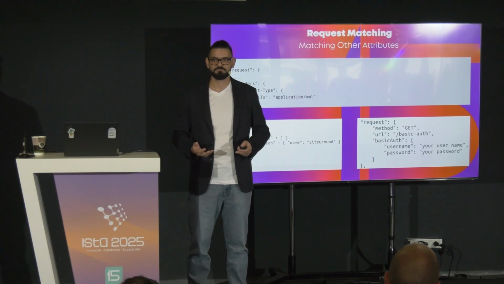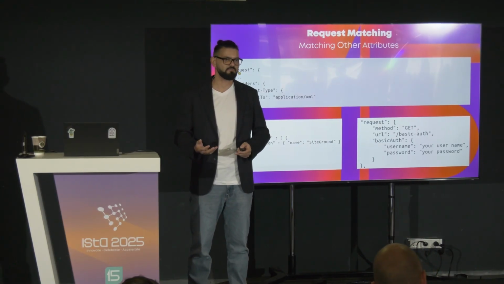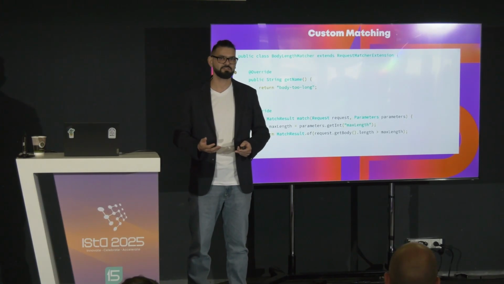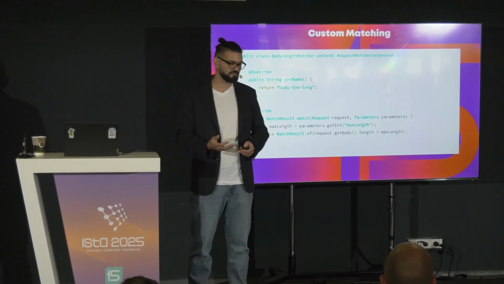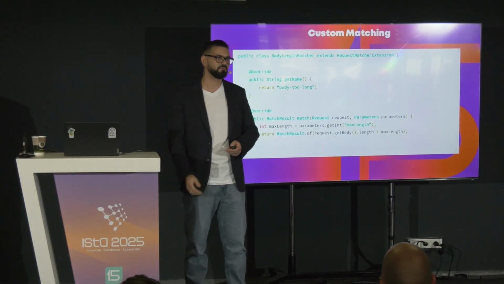But if you're not satisfied with the standard set of matchers that WireMock provides, you can always create your own. It's pretty simple and straightforward. You just have to extend the request matcher extension class. I've named this custom matcher body length matcher. It's a very simple one. It just returns body too long.